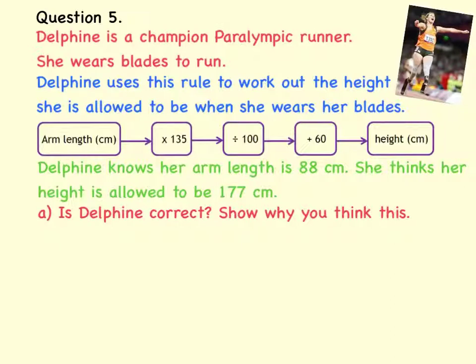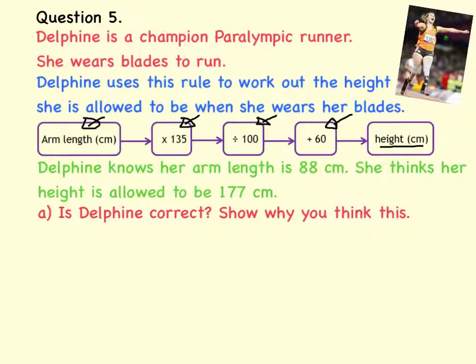Question 5. Delphine is a champion Paralympic runner. She wears blades to run. Delphine uses this rule to work out the height she is allowed to be when she wears her blades. Arm length multiplied by 135, divided by 100, add 60, and that should give her the height she is allowed to be when she wears her blades.